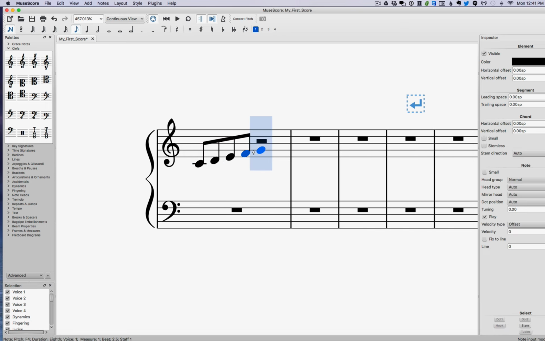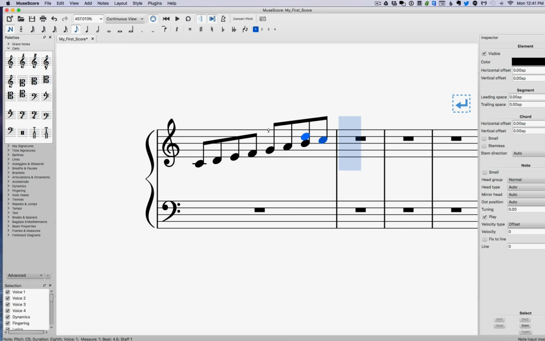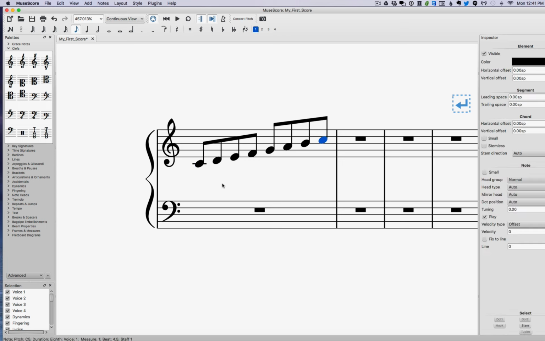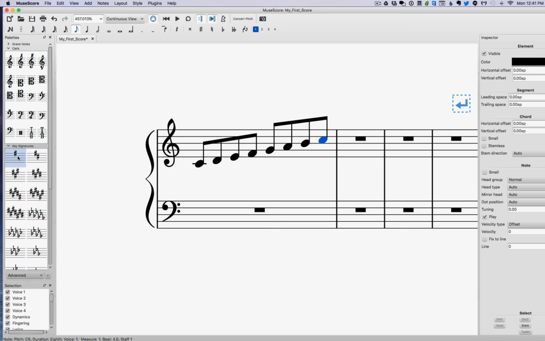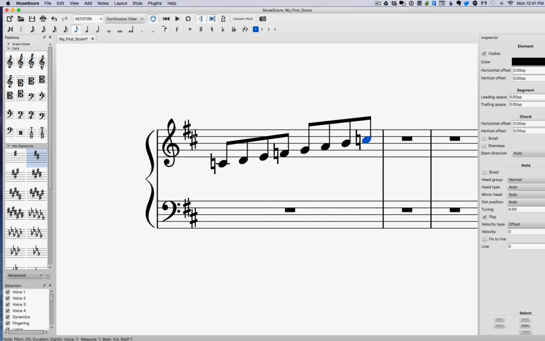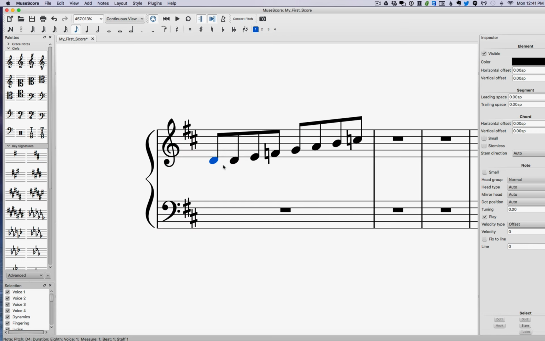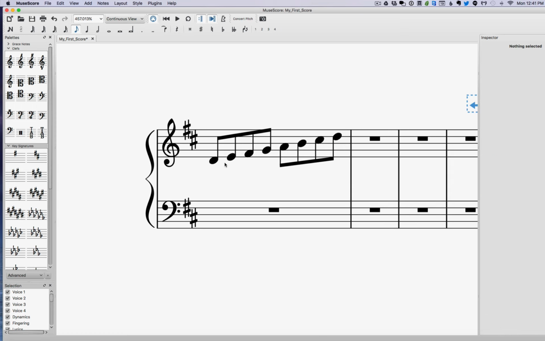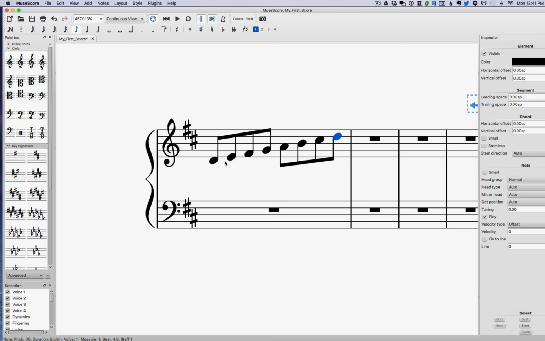So here's our C major scale. Okay, and now we remember that from C to C, the key signature of a C major scale. Actually, let's do this in a different key. Let's do D. So I'm going to make a D major scale. Okay, so I have a D major scale here now, D to D, and the key signature of D major.